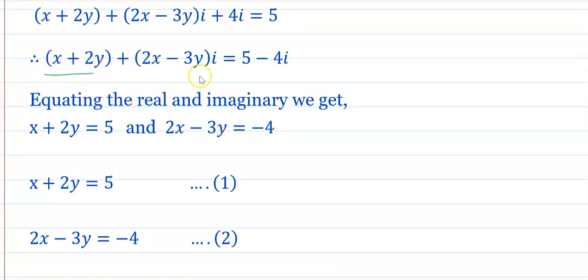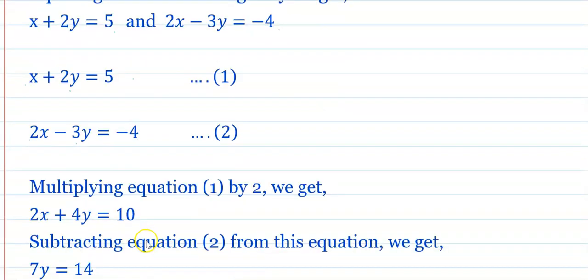x plus 2y is equal to 5. 2x minus 3y is equal to minus 4. Now we have to evaluate the expressions. Multiply equation 1 by 2 here. Okay. Then what will you get? 2x plus 4y is equal to 10.